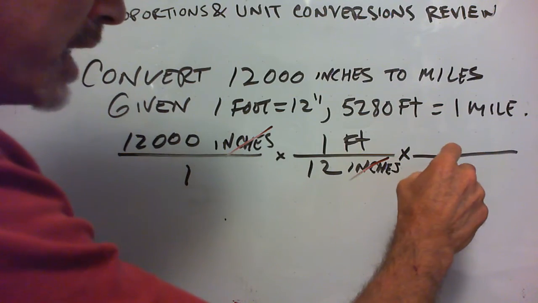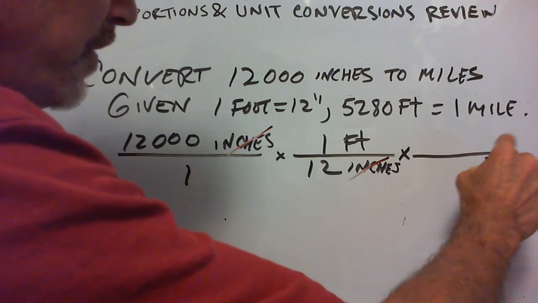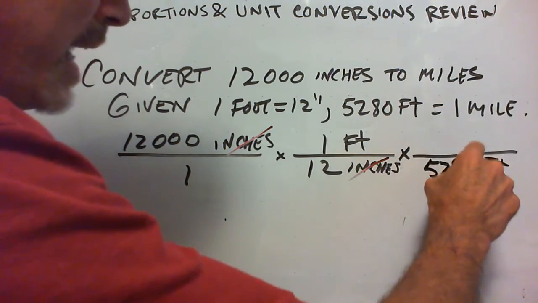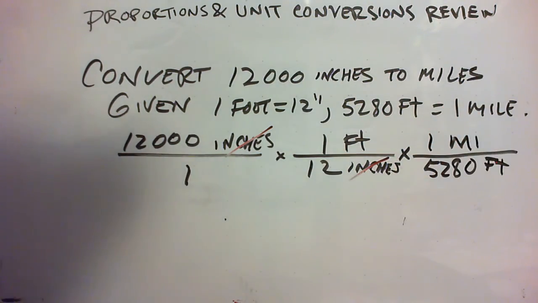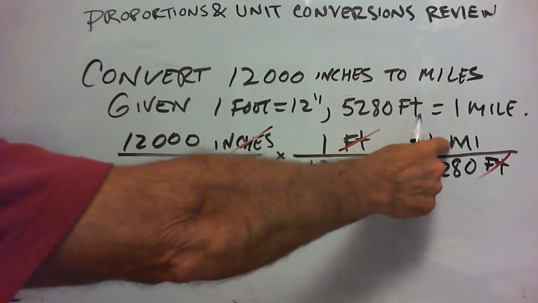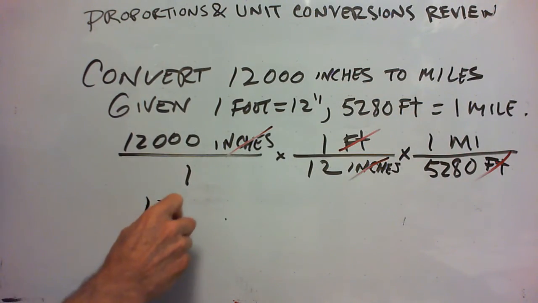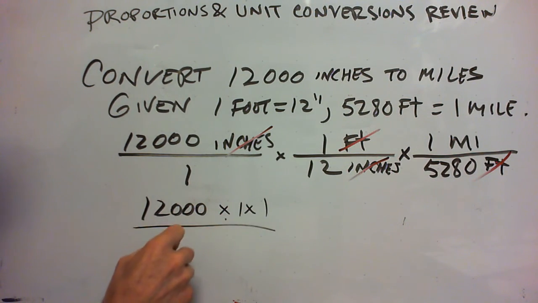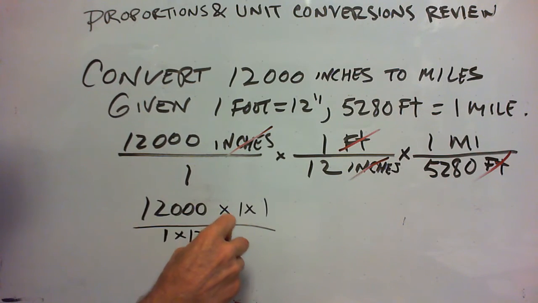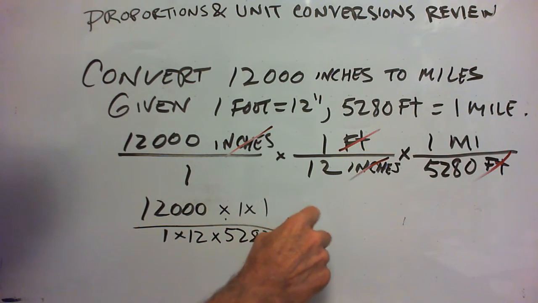So then we have one more conversion factor. We need feet in the denominator, 5280 feet per 1 mile in the numerator. And here the feet units cancel. So now we multiply the fractions and we're left with miles as our units. So we have 12,000 times 1 over 1 times 12 times 5280 miles.